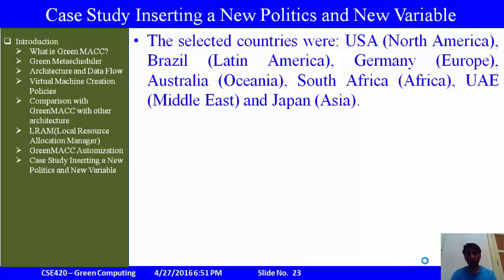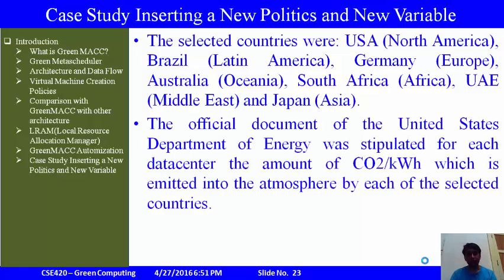Here we have a list of countries that participated in the case study. These countries were USA, which is in North America, Brazil in Latin America, Germany in Europe, Australia in Oceania, South Africa in Africa, UAE in the Middle East, and Japan in Asia. Now, the official document of the United States Department of Energy stipulated for each data center the amount of CO2 in kilowatt hour which is emitted into the atmosphere by each of the selected countries.